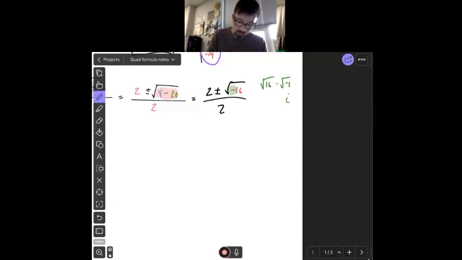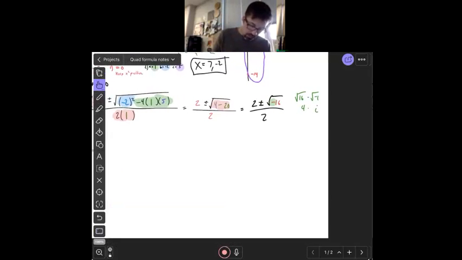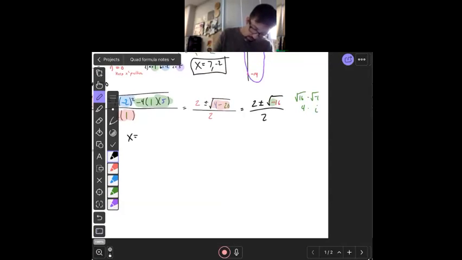And then, do we need the sock method here? Yeah, right. We should know that, right? Square root of 16 is 4. So why would we waste our time doing the sock method? We know it already, right? So we have 4 times i. So we just did that. So x equals, so we have our 2, our plus minus, our 4i that we just found, and our 2.